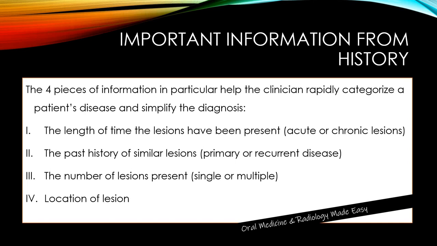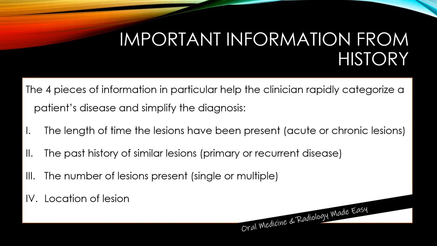So when the patient presents with a vesiculobullous lesion, we need to collect important information while taking the case history. The 4 pieces of information which will help the clinician to diagnose the disease are: 1. The length of time the lesion has been present. So whether the patient has noticed the lesion since one day, or it's been present since a few weeks or a few months. Based on the duration, we can classify it as an acute or chronic lesion. Acute lesions are more likely to be of viral origin, whereas chronic ones are more likely to be of immunological origin.